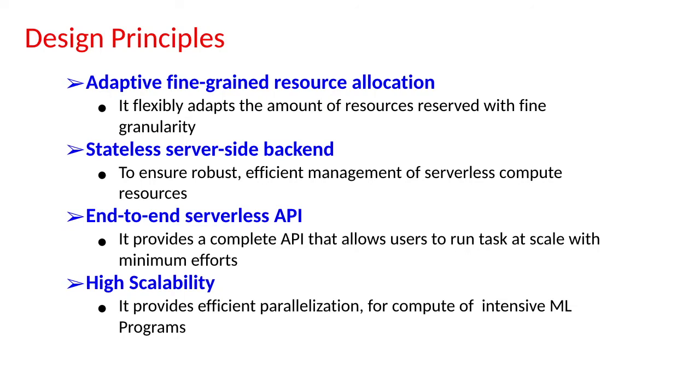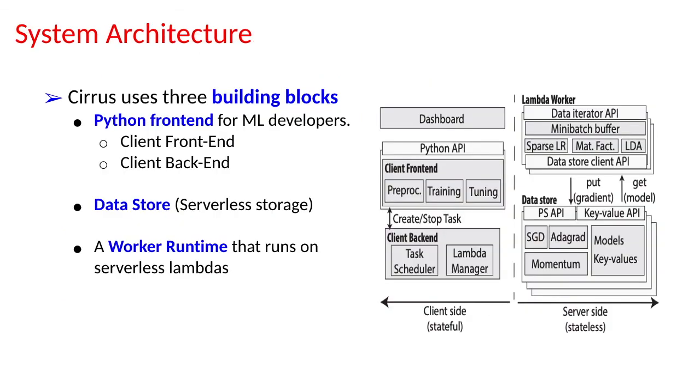Now let's understand the system architecture that CIRRUS is built on. CIRRUS uses three building blocks. First is the Python frontend, which is developed for ML developers. This includes the client's front-end part and the client's back-end part. The second is the data store, that is the serverless storage that CIRRUS provides. And third is the worker runtime, on which CIRRUS runs the serverless lambdas.